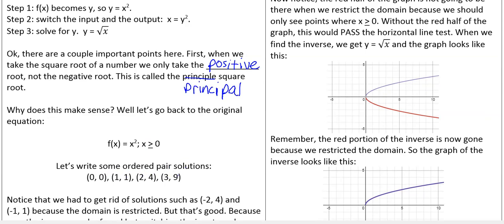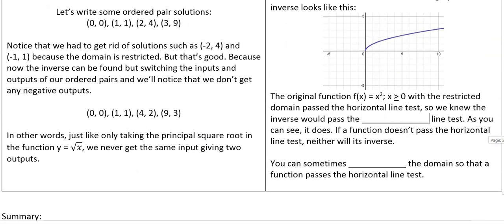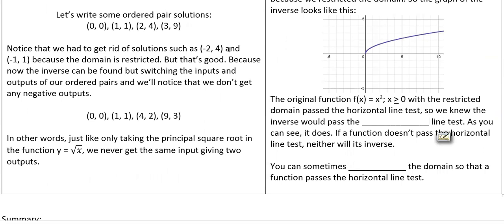Now you may be wondering, what happened to (-2, 4) or (-1, 1), like we had in the example before this? Notice that we had to get rid of solutions such as (-2, 4) and (-1, 1) because the domain is restricted. Remember, x has to be greater than or equal to 0. These x's are not greater than or equal to 0.